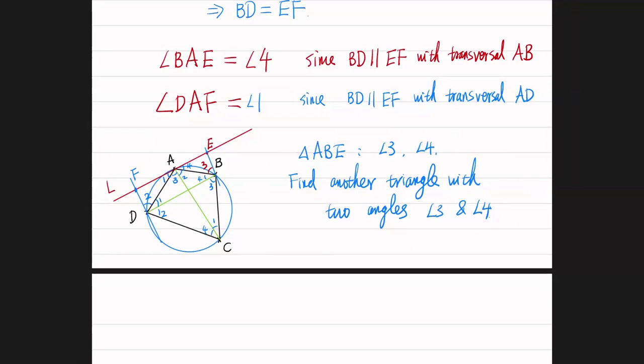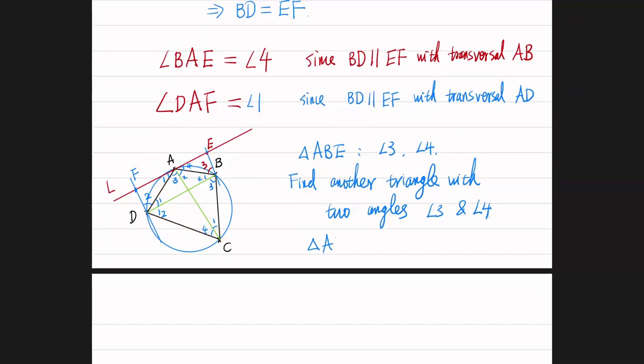Okay, ADB? Let's check. Never mind. Wait. ADC. ADC, we see it has angle 3 and angle 4. Okay, nice.